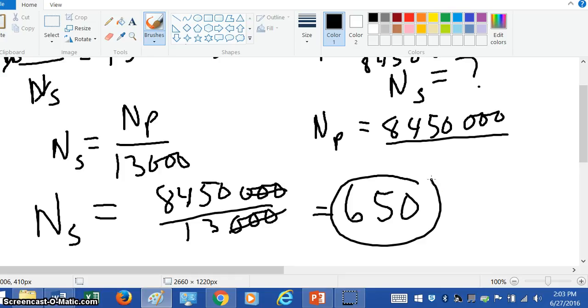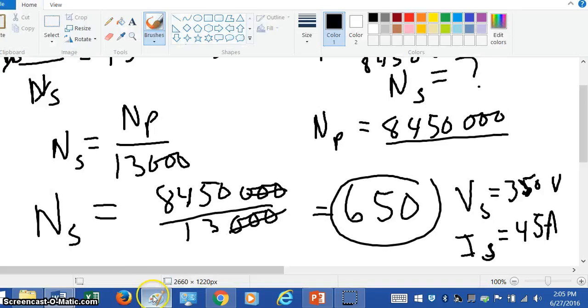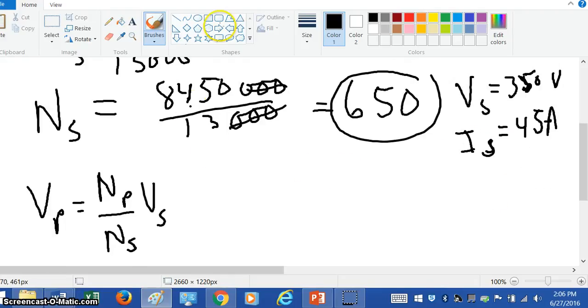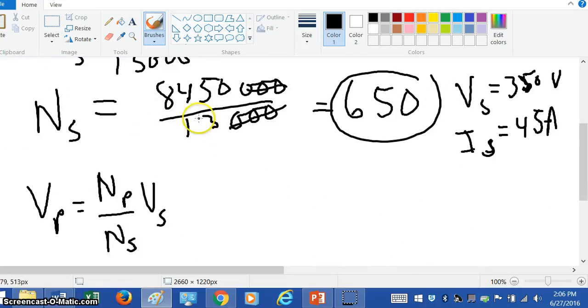All right, so we've answered that. Let's finish it up. To continue this problem, they gave us that the voltage in the secondary is 350. The current in the secondary is 45. I've just put them right here, just to have them. And remember, the ratio of the number of turns in the secondary to the number of turns in the primary, the original thing that was given to us, is 13,000.